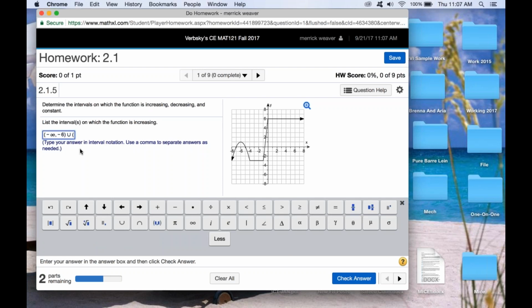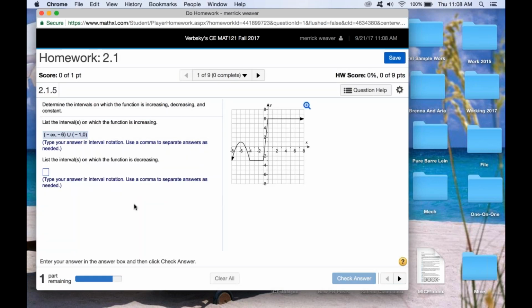The first interval was -infinity to -6. Where's the next place that it starts increasing? Right here. What's the x-coordinate of that? The -1. Okay, that's the first thing you want to put in there. Comma. Where does it stop increasing? 0, if you're looking at the x. Always. Well, I shouldn't say always, but when you're talking about increasing and decreasing and constant, yes. That should be your answer. I don't see anywhere else on that function where it's increasing. Okay, cool. So that works.